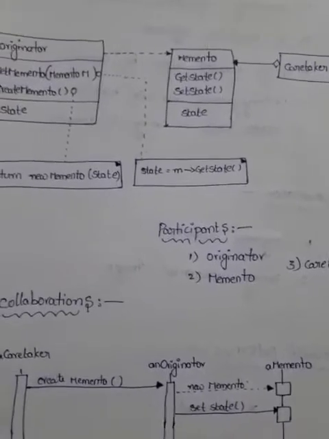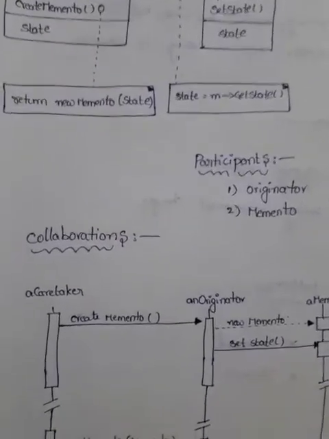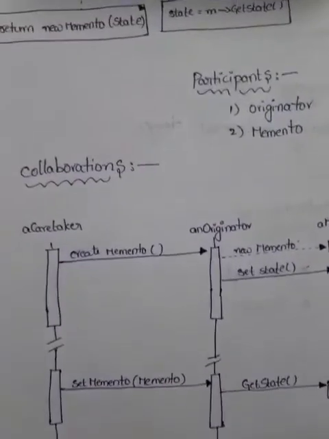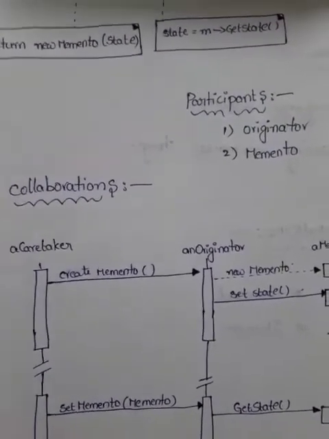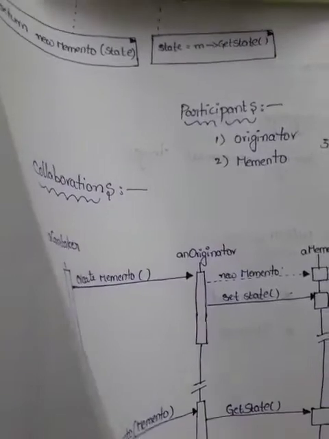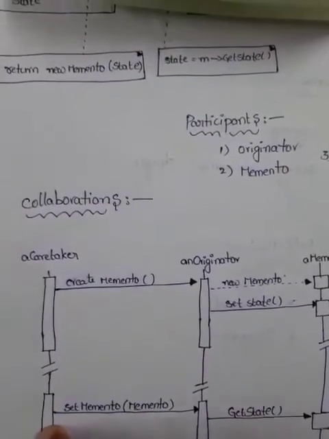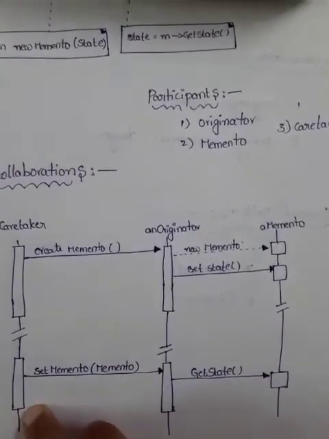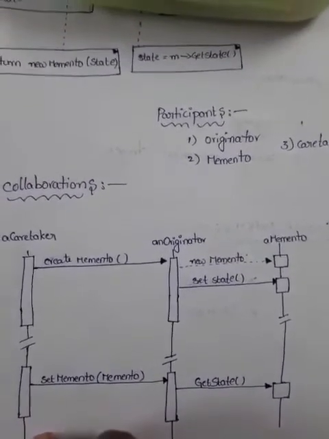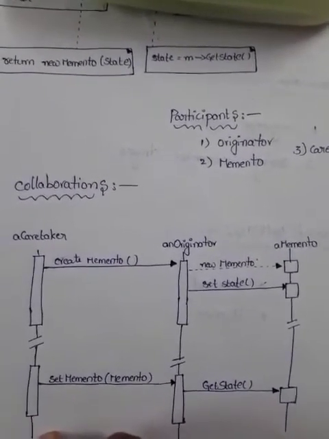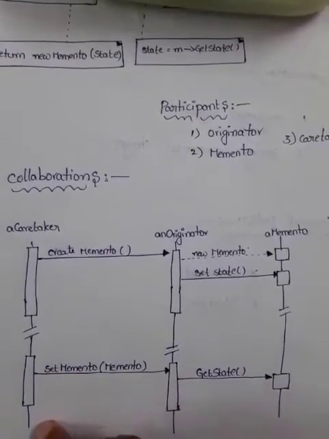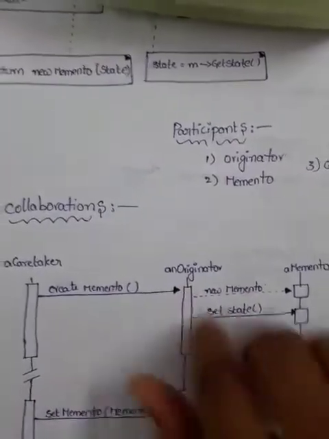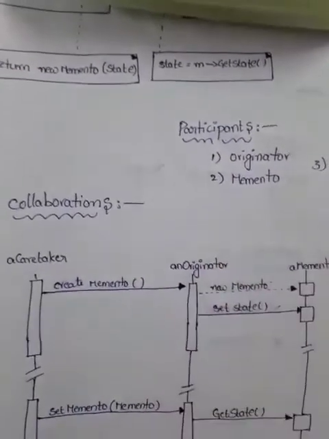And the next one is collaboration. Here we consider three objects: a caretaker, an originator and a memento. A caretaker requests a memento from an originator, holds it for a time and passes it back to the originator, as the interaction diagram shows here.